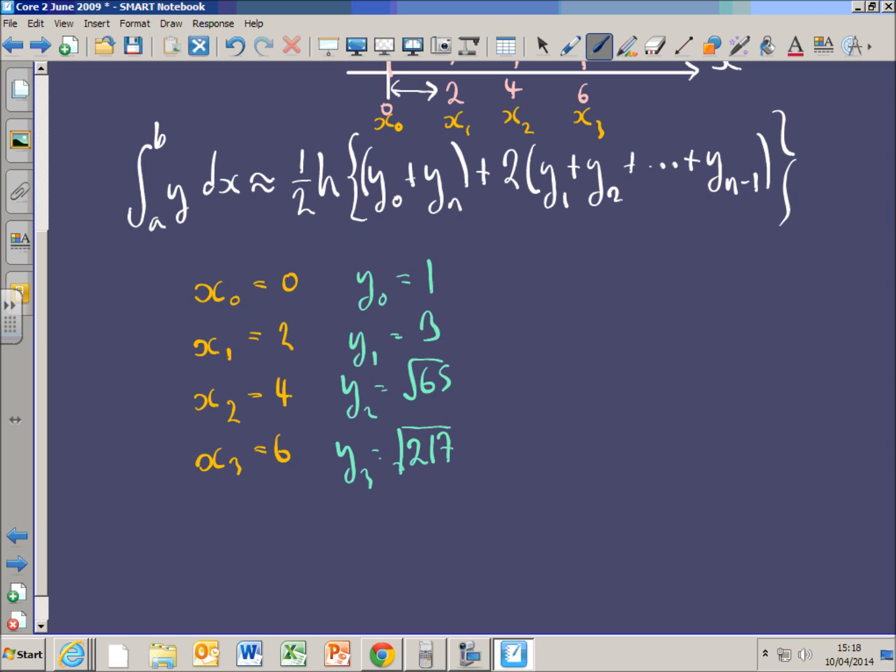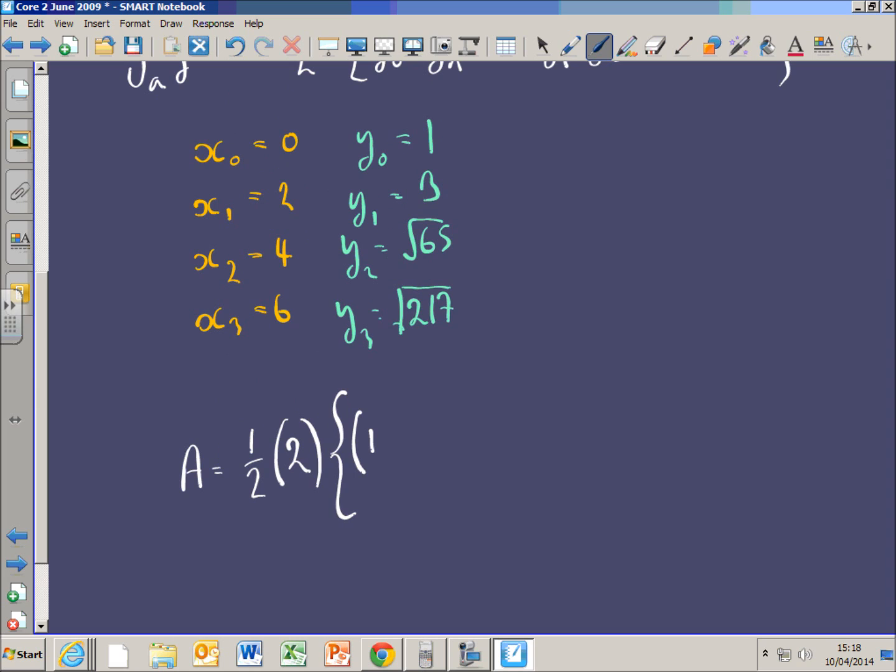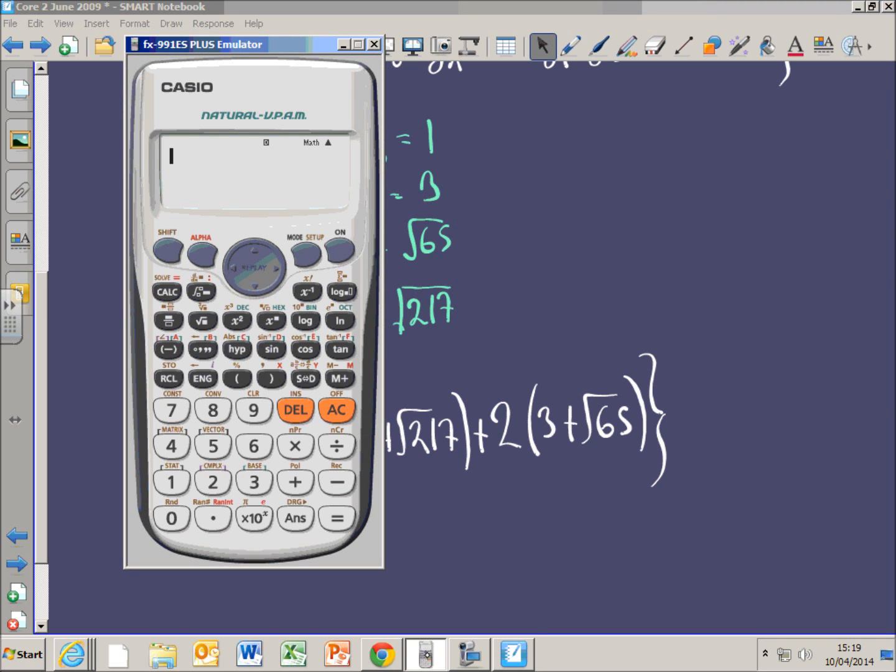Then all I do is put everything I know now into this formula, and that's the answer. That's all you've got to do. So I'm just going to write out the area that we want. It's going to be 1/2 of h. Now what was h? 2. And then I times it by y0, which is 1, plus the last one, that's plus root 217. And then plus 2 lots of all the other ones. Well, this is just 2 lots of 3 plus root 65. I've got that all in my calculator, so let's just do that. 1/2 times 2 is just going to go, isn't it? So all I have to do is add 1 plus root 217 plus 2 lots of that. So let's just do that. I'm going to do 3 plus root 65, and I'm going to double it, times it by 2.